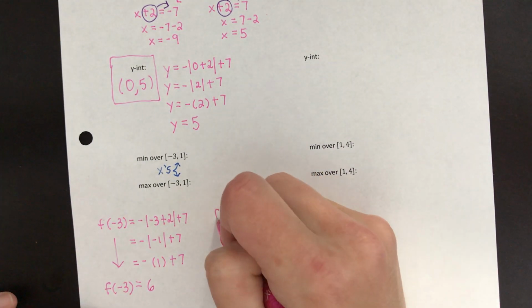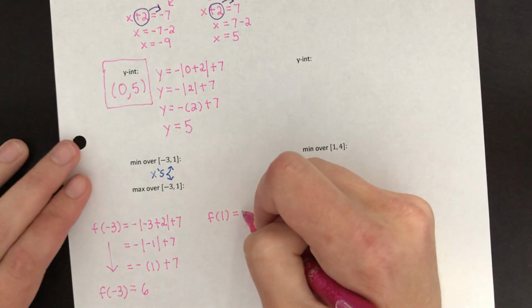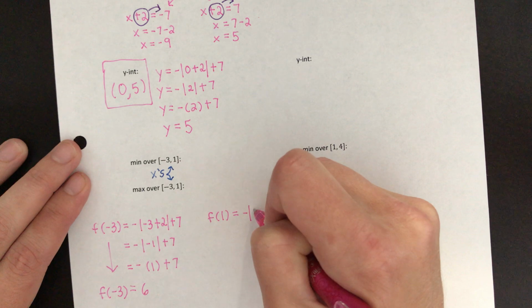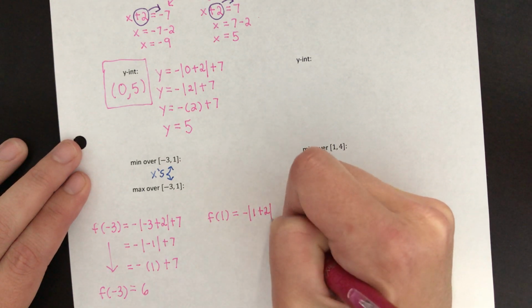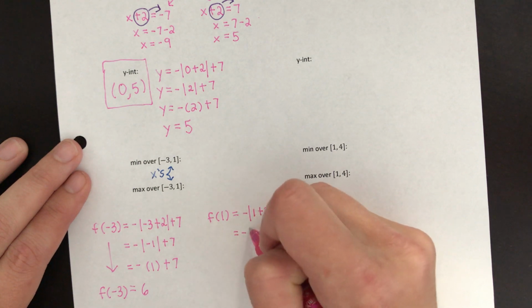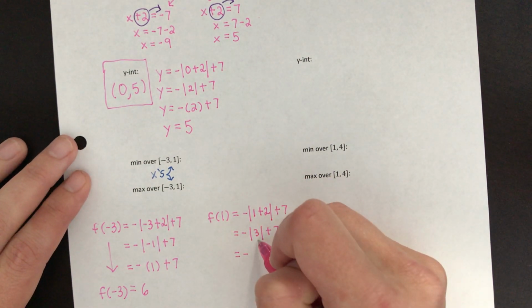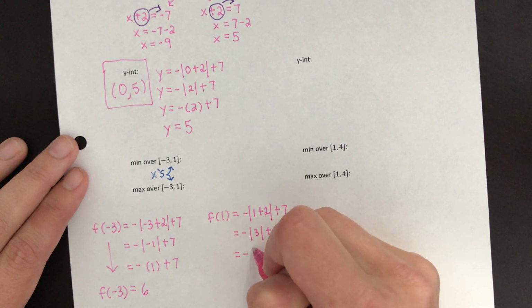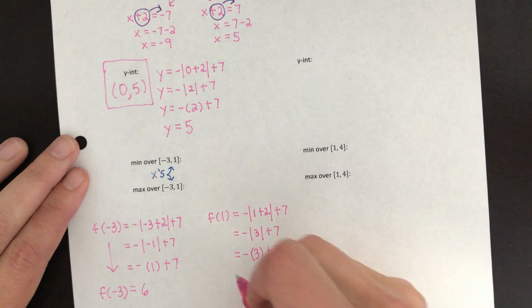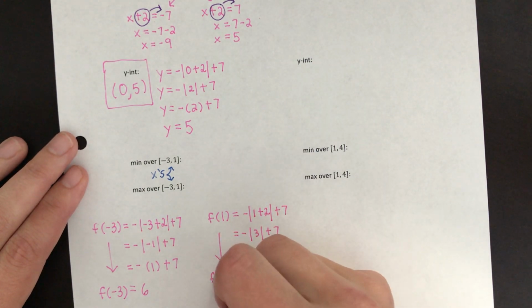And then you need to find out what f of 1 is. And we're going to talk about why and how all this works in a minute. So plug in 1 for x: negative the absolute value of 1 plus 2, plus 7. And then negative, this is 3, plus 7. And then drag down the negative. The absolute value of 3 is 3. And so this is -3 plus 7, which is 4. So f of 1 equals 4.